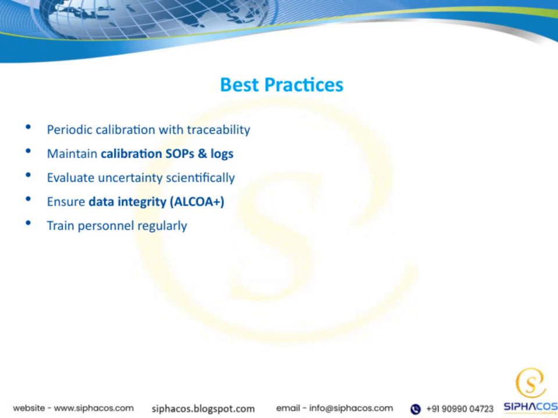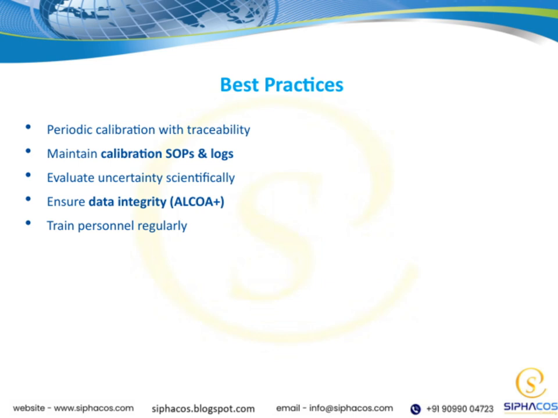Let's now focus on some best practices to ensure our calibration processes are reliable and trustworthy. First, periodic calibration with traceability is crucial. This means regularly checking our equipment against recognized standards to maintain accuracy over time. It's all about ensuring our measurements are consistent and verifiable. Next, maintaining clear calibration SOPs and logs helps create a transparent record of what's been done and when. This not only supports accountability, but also makes audits smoother.